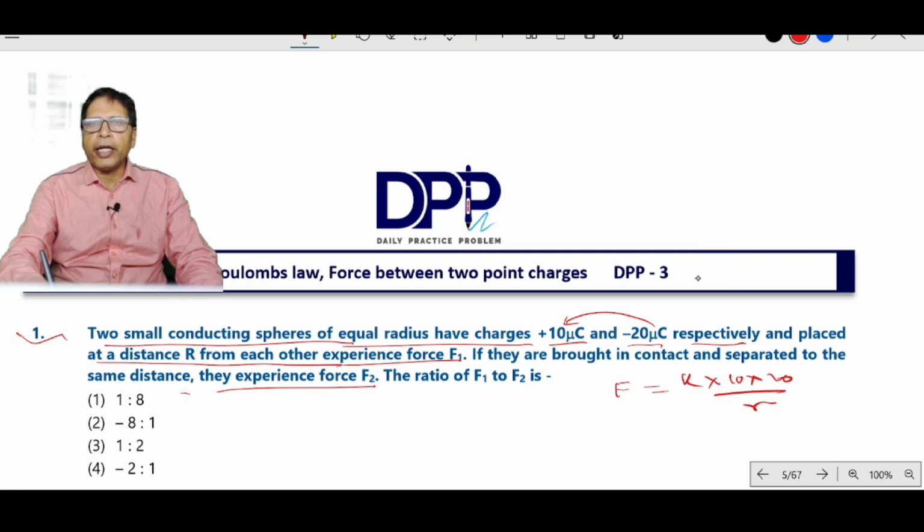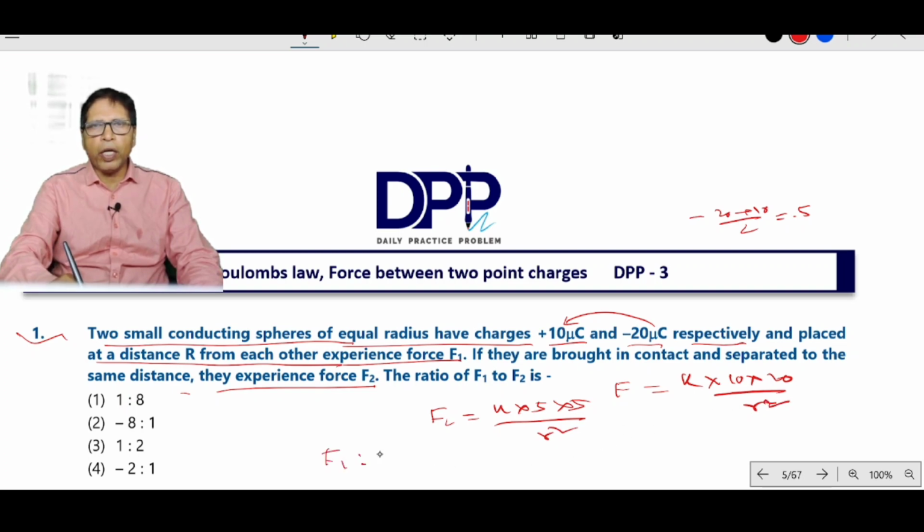When they are brought in contact, the charge on each sphere is (minus 20 plus 10) by 2, so this is minus 5. Here the repulsive force F2 equals K into 5 divided by r square. No problem. So F1 is to F2 is minus 8 is to 1. So option 2 is correct.